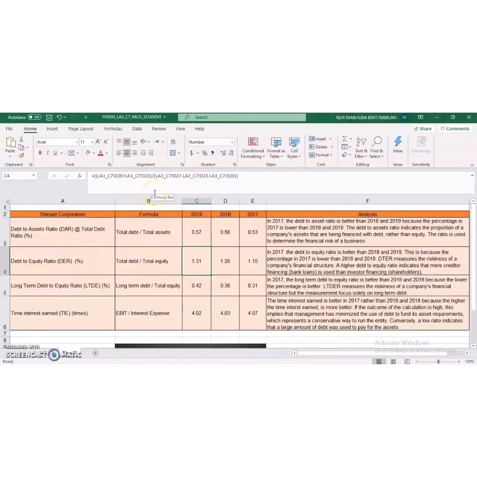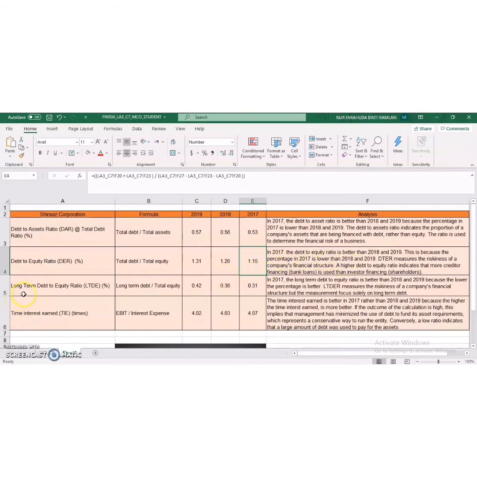With the same steps that we calculated earlier, we just change to the total equity, so we can get the answer for 2019, 2018, and 2017. For the analysis, in 2017 the debt to equity ratio is better than 2018 and 2019 because the percentage is lower than both years.